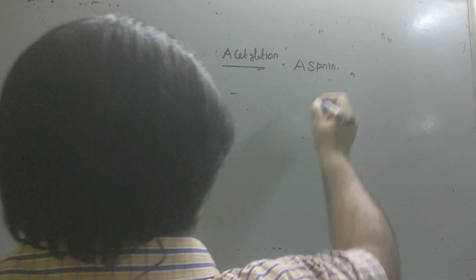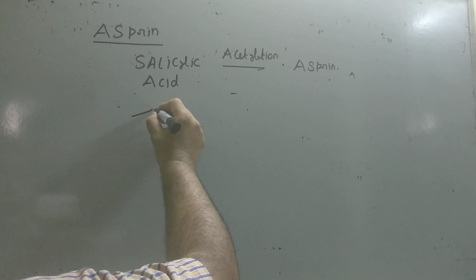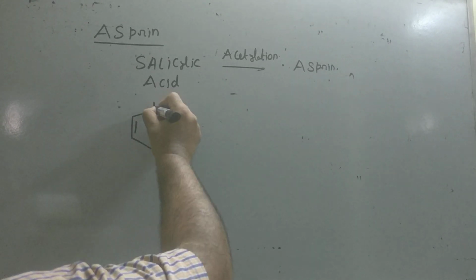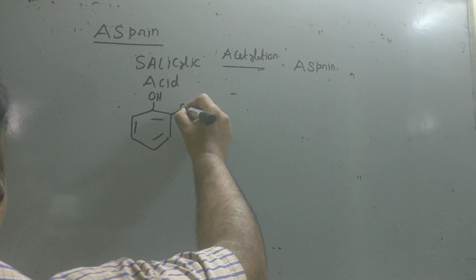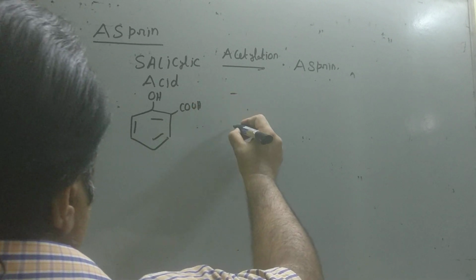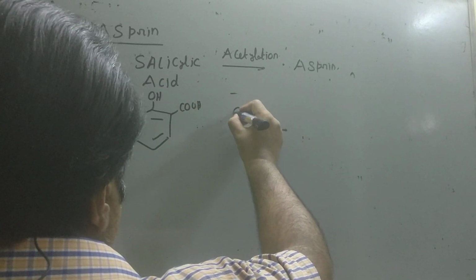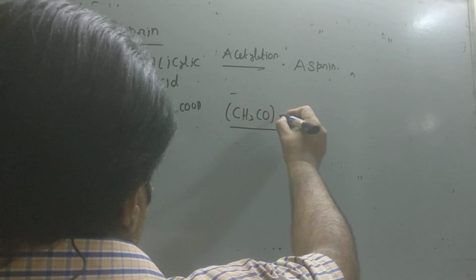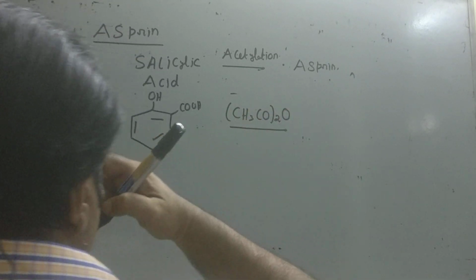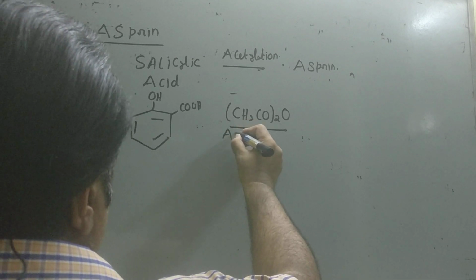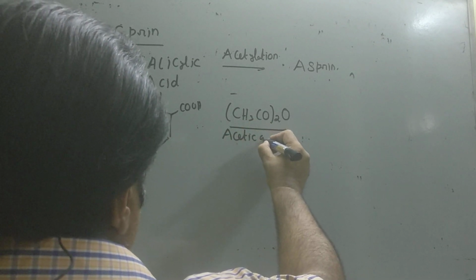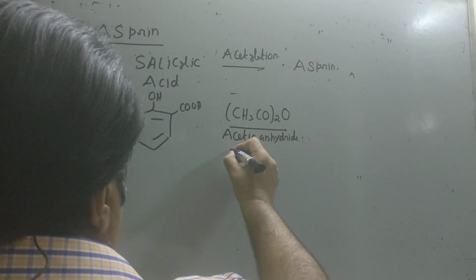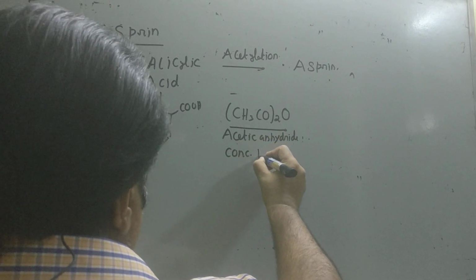Let's just see what acetylation is. So what we do? We take salicylic acid. We react it with a compound called acetic anhydride. This is acetic anhydride, which is made from acetic acid by heating two acetic acid molecules. We need a catalyst. We need concentrated sulfuric acid as a catalyst.